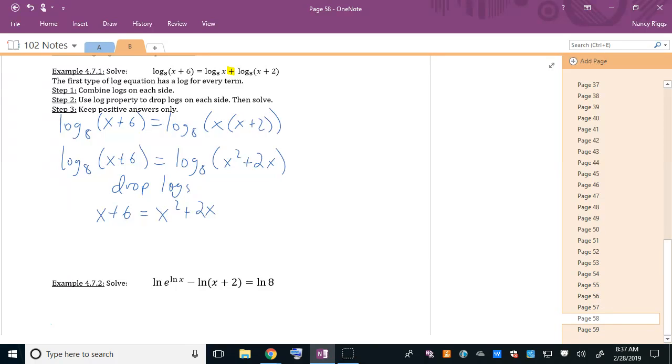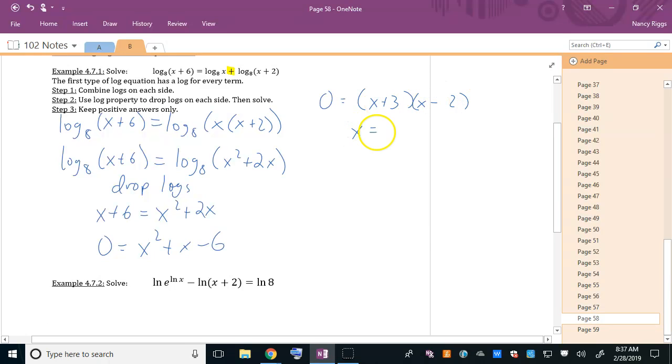I like to have my square positive, so I'm going to move everything to the right-hand side, and that means I will then get a plus x and a minus 6. As always for quadratics, you may certainly use the quadratic formula. I like to factor where I can. And so I get that x is -3 and x is +2.